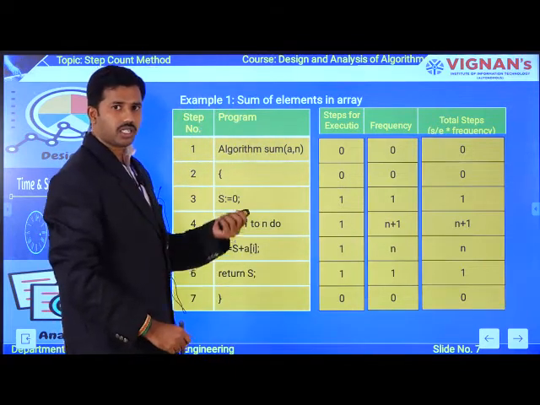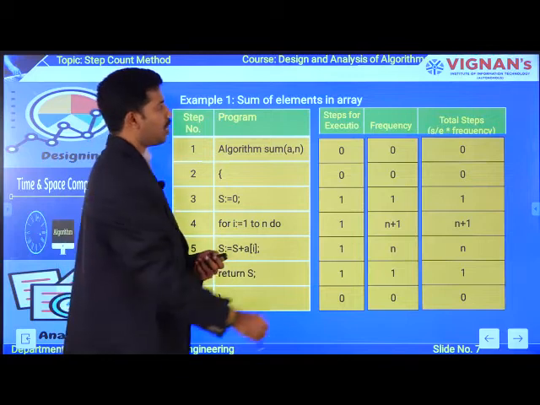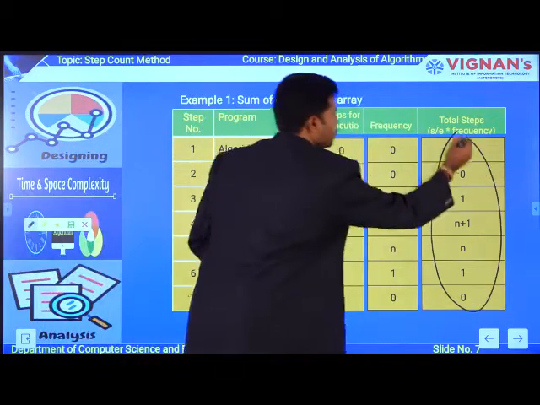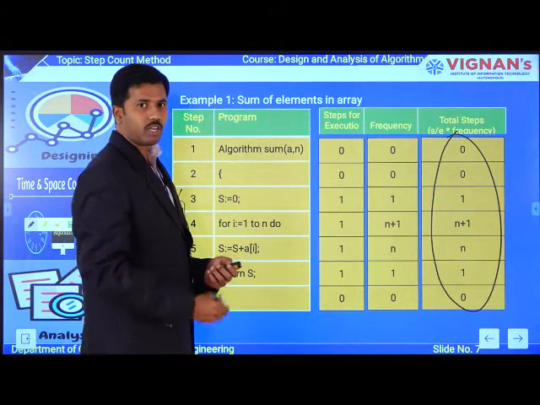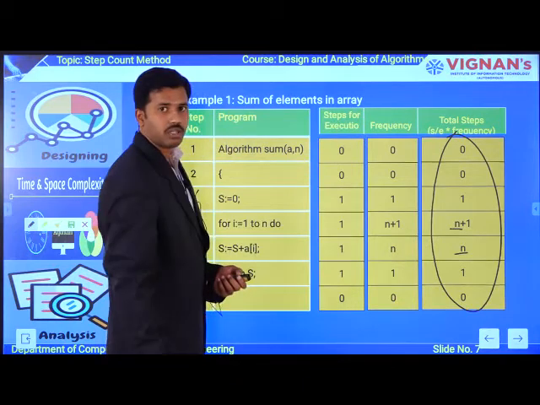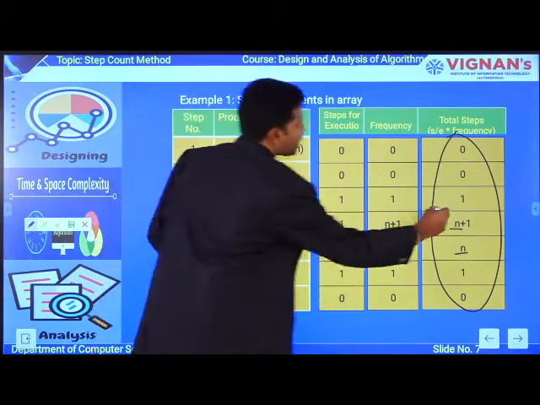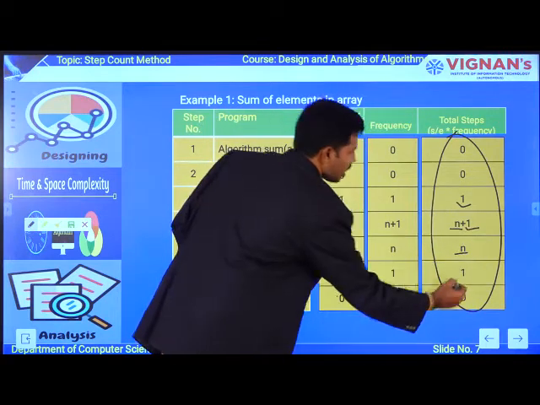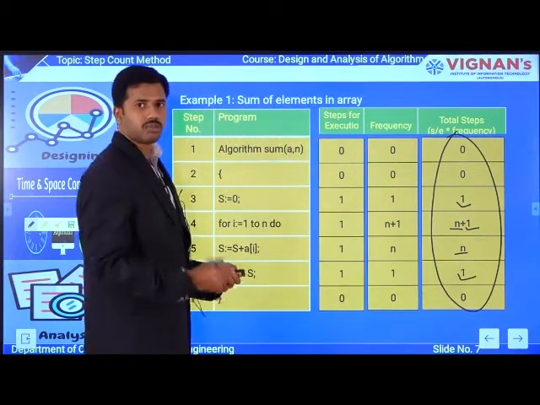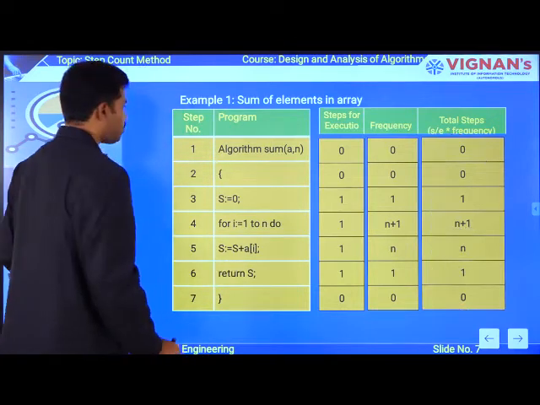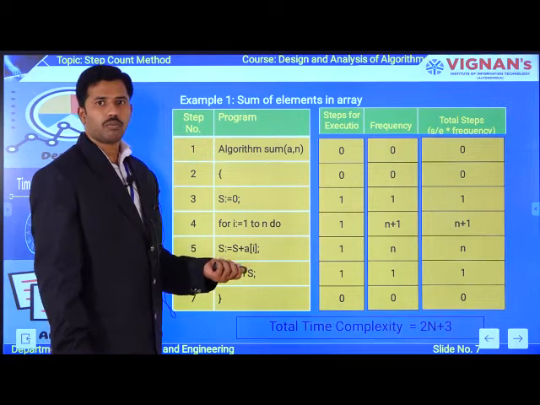Likewise, to get the total time complexity of this algorithm, you sum all these values. How many n's are available? Here one n is available, here a second n is available. n plus n is 2n. How many ones are available? The first one is here, the second one is here, and the third one is here. So 1 plus 1 plus 1 is 3. So the total time complexity of this algorithm is going to be 2n plus 3.